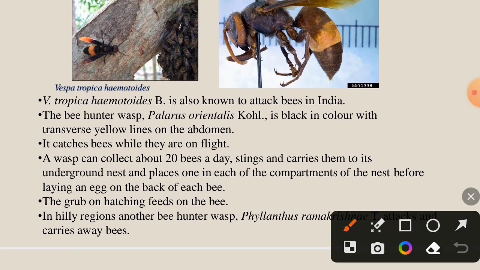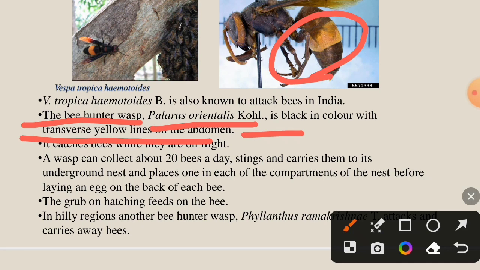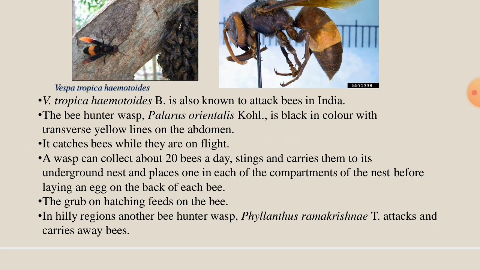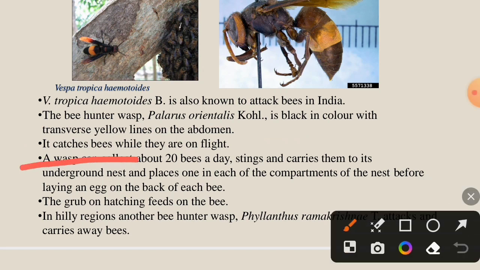As I've told you, Vespa tropica hematoides is also known to attack bees in India. And the bee hunter wasp Philanthus orientalis is black in color with a transverse yellow line on the abdomen. This Philanthus orientalis is called the bee hunter wasp, and this bee hunter wasp is black in color and even it has a transverse yellow line on the abdomen, but it does not have such a broad band; it has a narrow band on its abdomen, and it catches bees while they are in flight. Nearly 50 to 80 bees per day this bee hunter wasp carries from the fields and from the hive boxes.